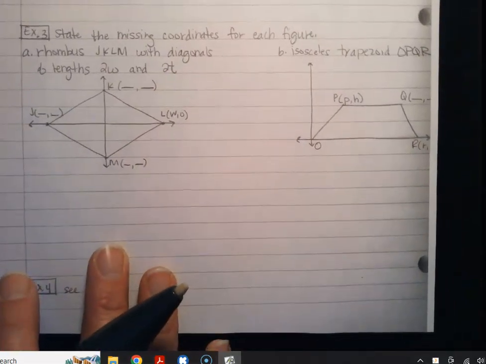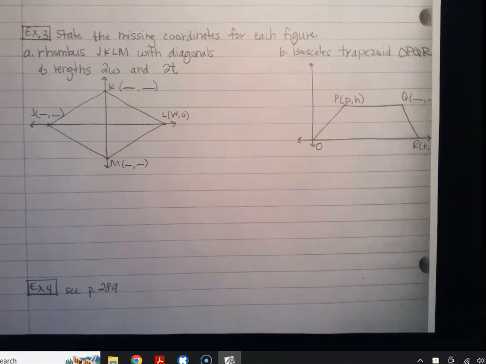Okay, example 3. State the missing coordinates for each figure. So down here on this one, this is R, comma 0. So R, comma 0. You will have to have that. The first one is a rhombus, JKLM, with diagonals of lengths 2W and 2T. The only thing we know is that L over here is W, 0.